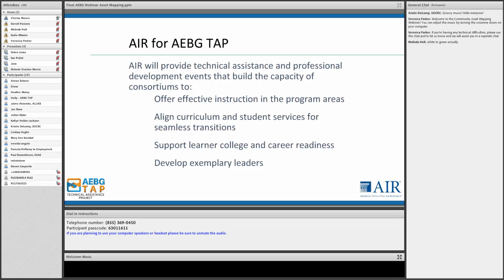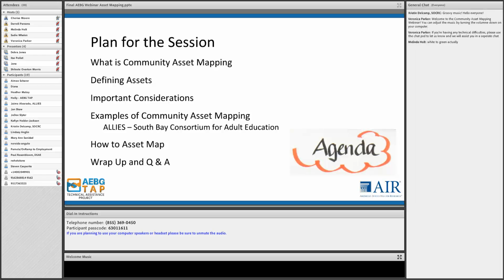And so our work with the AEBG TAP project really, again, supports the consortia in providing those services to the students who, again, align with our mission. And we are able to provide capacity building for consortia in the areas of improving instruction, curriculum alignment, student support services, transitions to post-secondary and the workplace, ongoing support for student learners with a focus on college and career readiness, and developing exemplary leaders. We are excited about this session because today's agenda will focus on community asset mapping. And during the session, you will learn what that means.